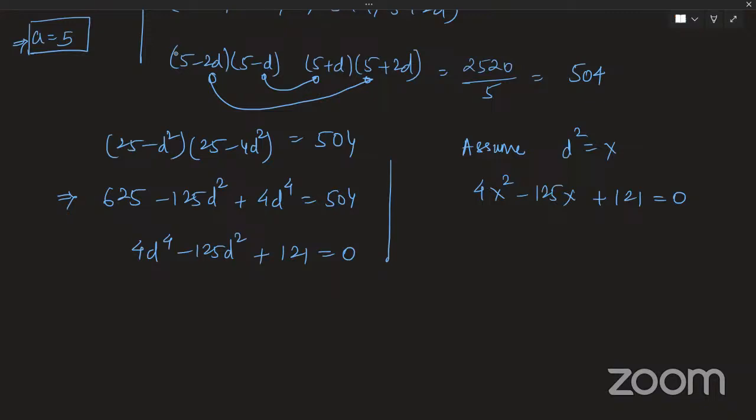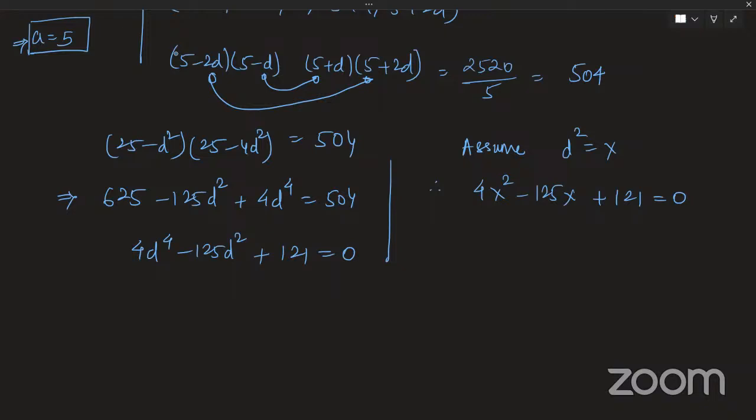So see, once you have a quadratic equation like this, how do you evaluate roots? You must have learned it in earlier classes. Minus b by a, sir. Minus b by a and c by a. No, that is the sum of the roots. I am not asking you the sum of the roots. Minus b plus minus under root b square minus 4ac.